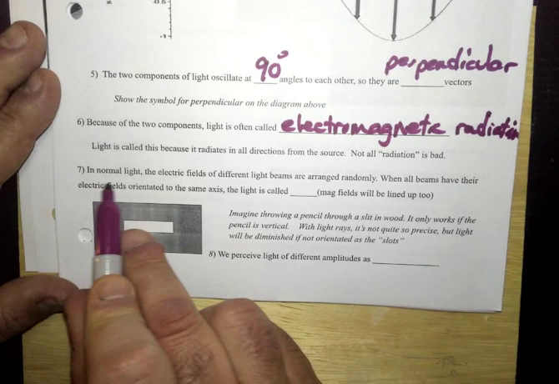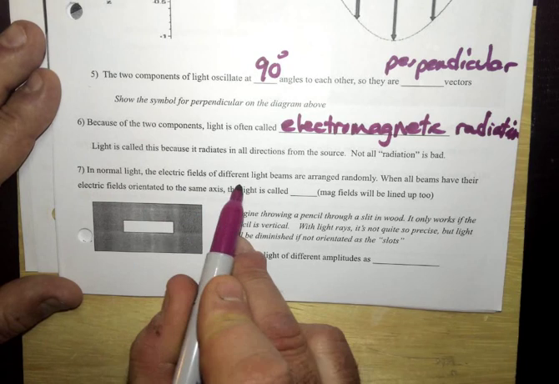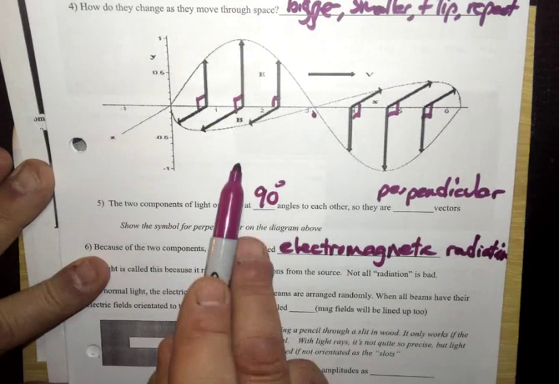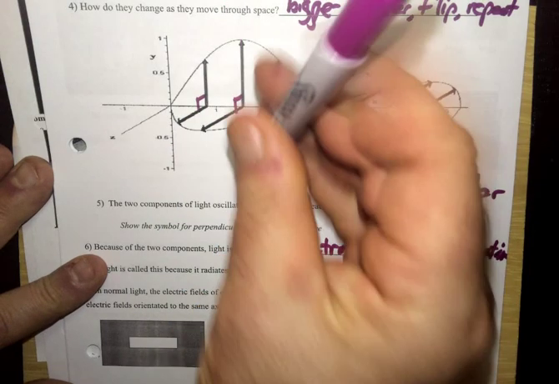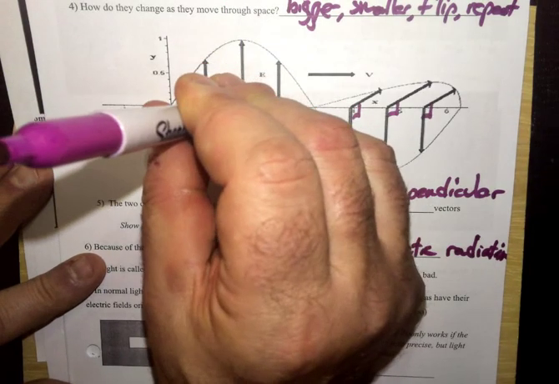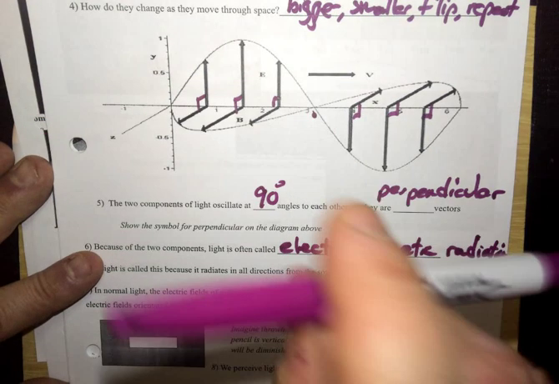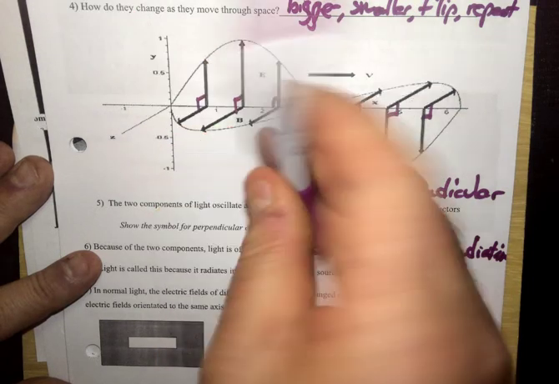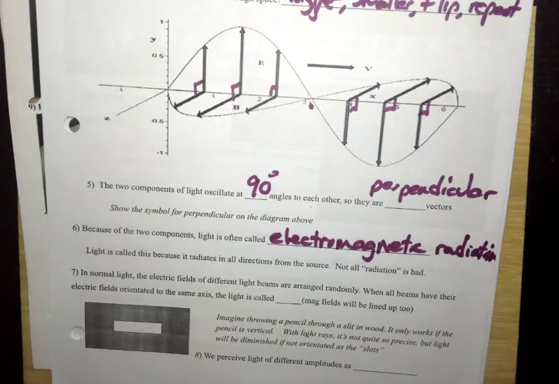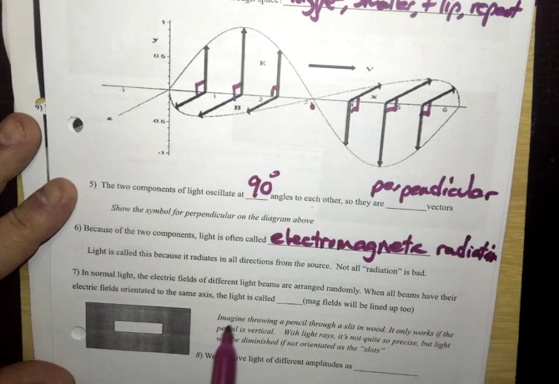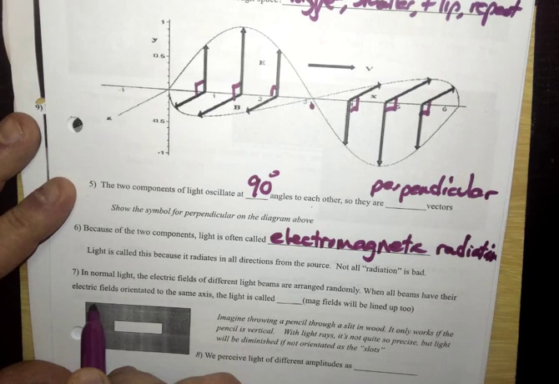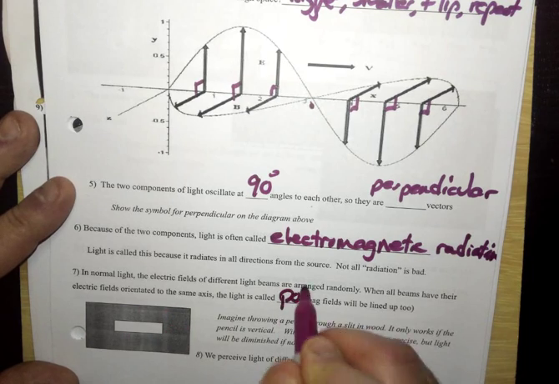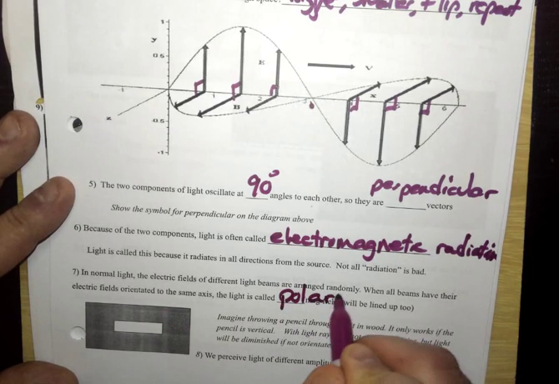In normal light, electric fields of different light beams are arranged randomly. So on one little piece of light, the electric field here would be pointed upwards, with the magnetic field coming out of the paper. With another little beam of light, you're going to have the electric field pointed, let's say, sideways like this, and the magnetic field is like this. Still at 90 degrees to each other, but a different orientation. When all the beams have electric fields orientated in the same axis, it's called polarized light.